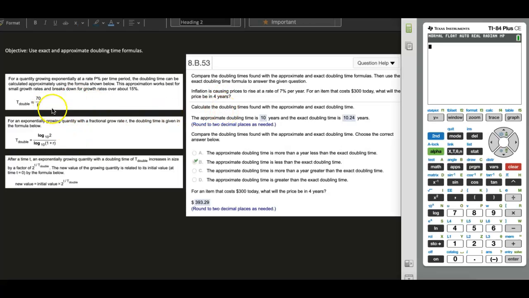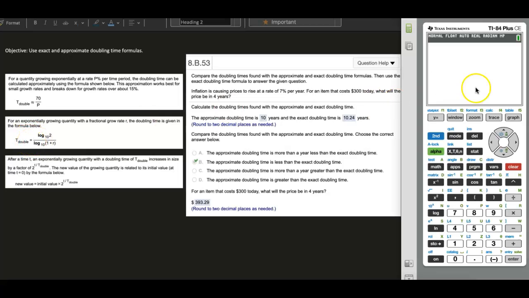So the first thing we're asked to do is calculate the doubling times. And you'll notice I've already included those two formulas here to the side. There's an approximate doubling time formula, and I know symbolically it's approximate because of that symbol. Notice it's the approximation sign, not the equal sign. And then there's also the exact formula.